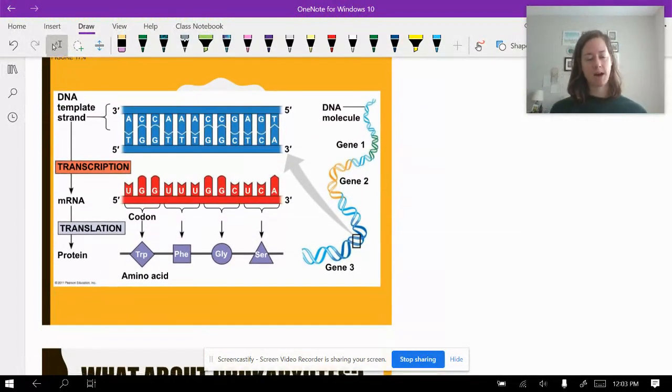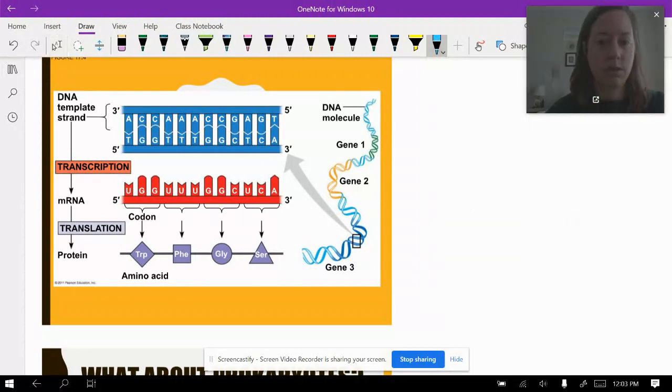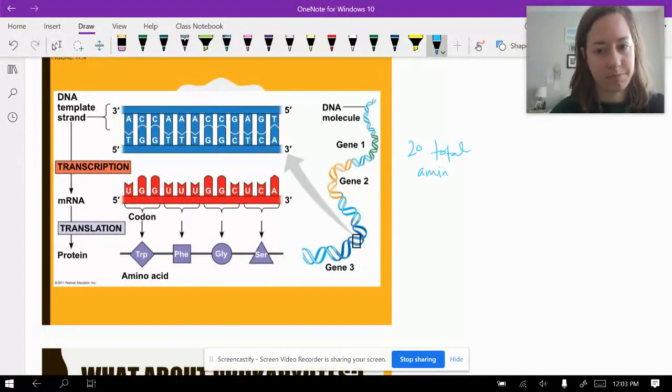Here's the whole process all together. You can see up at the top, there's the DNA. The DNA is going to use the 3' to 5' end to create the mRNA. The mRNA has U's instead of T's. Then the mRNA leaves the nucleus. It goes to a ribosome. Each codon corresponds to a specific amino acid, and that produces your functional protein. There are 20 amino acids that exist.